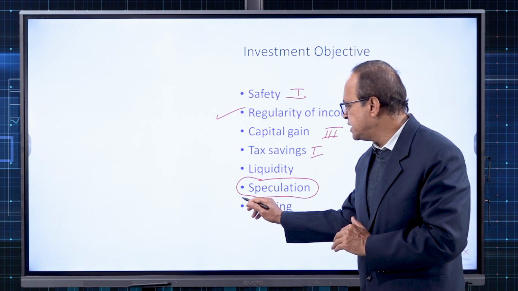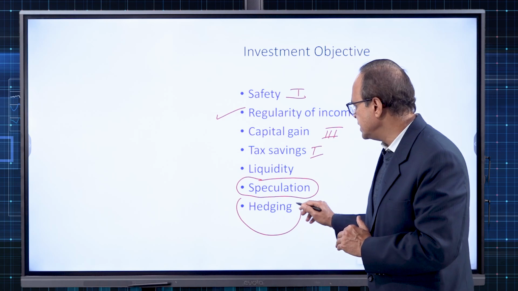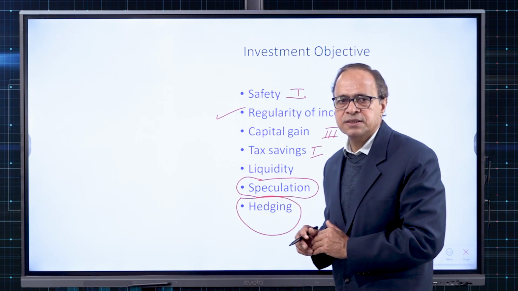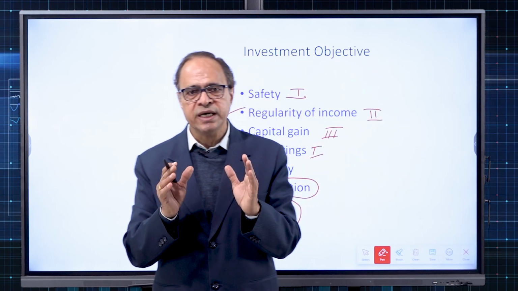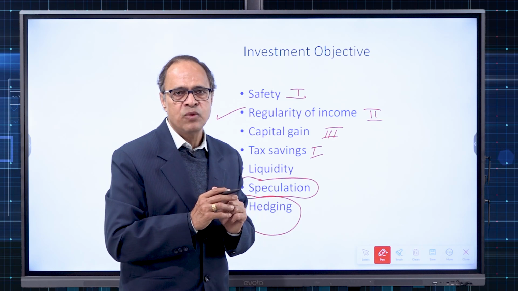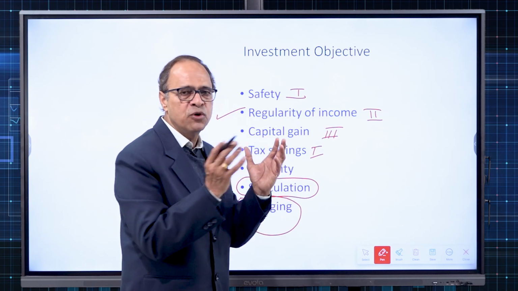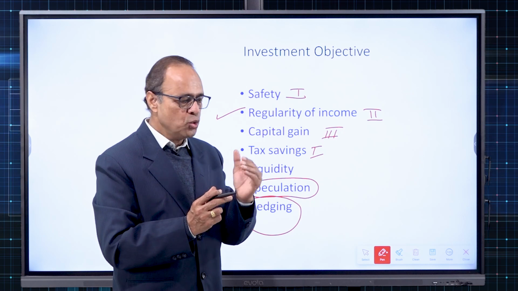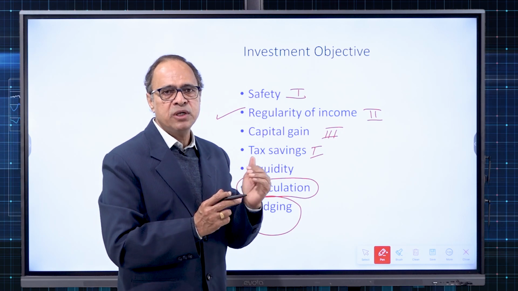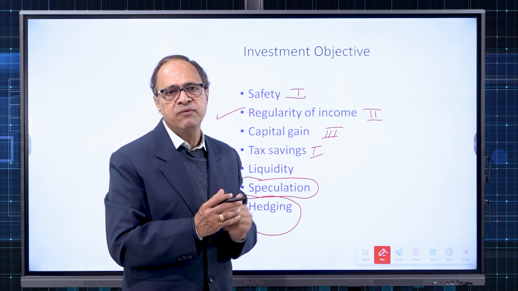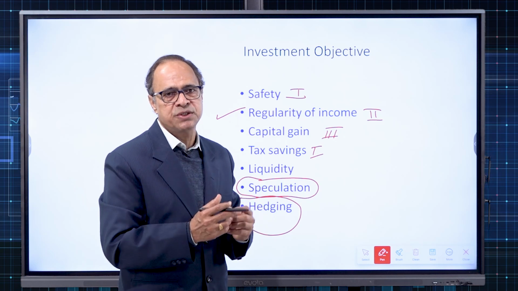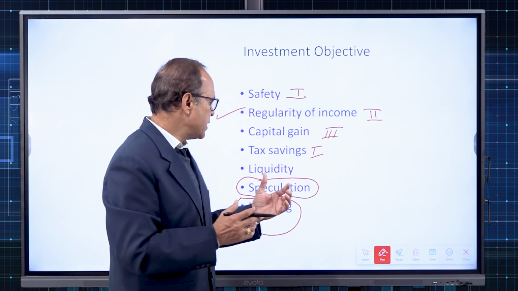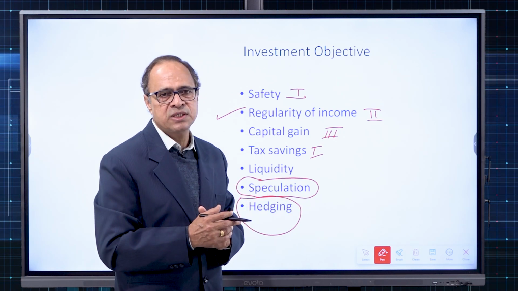And then hedging may be another objective. Hedging means counterbalancing the risk. To hedge means to check the risk or to counterbalance the risk. So if you already have a portfolio of securities or gold, then to protect your investment, you can make another investment in the derivatives market, options and futures, so that some kind of risk hedging comes from that investment.